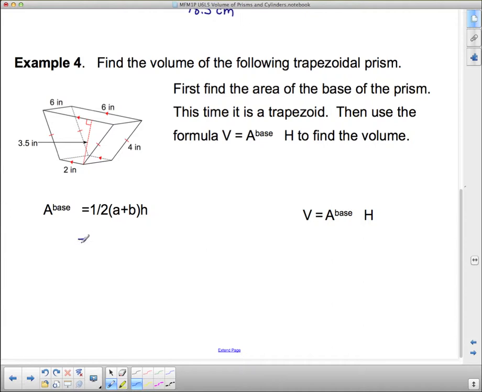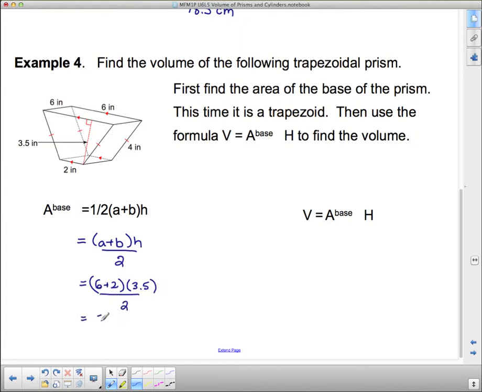Now, if you didn't do the trapezoidal stuff in previous lessons, here's how we do it now. 1/2, or we're going to do a plus b. We can write it this way as well, (a plus b) times h divided by 2. That might be easier to do than saying 1/2 out front. Now, a plus b are the two parallel sides of the trapezoid. So in this case, this 6 inches is the same over here, so this is 6 and this is 2. So my a plus b is going to be 6 plus 2. And the h is the distance between those two sides. So that's 3.5. 6 plus 2 times 3.5 divided by 2.